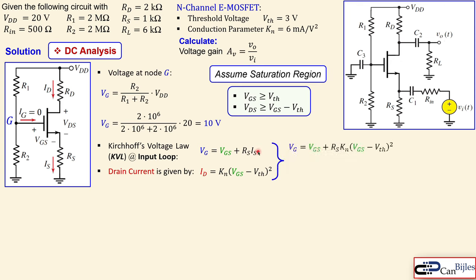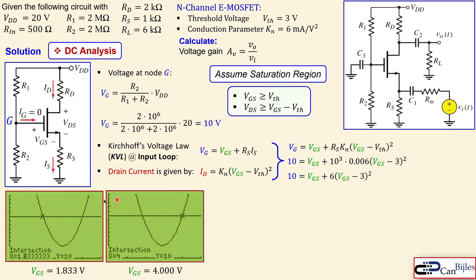Let's do that. Taking together, we now get VG equal to VGS plus RS times KN times the VGS minus the threshold quantity squared. This expression can now be substituted with the values for the VG, the RS, the KN, etc. And we can now simplify this and you get this expression. Now you can solve this using the quadratic formula, or you can use your calculator or any solver program, and then we have these results.